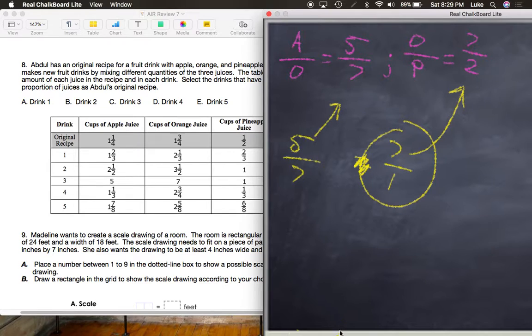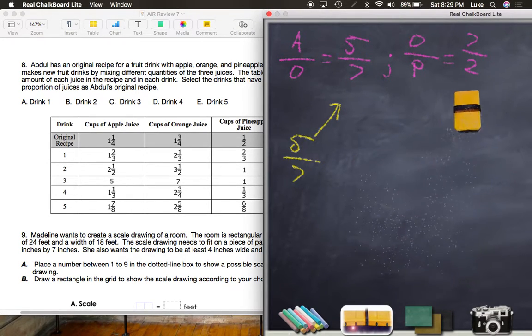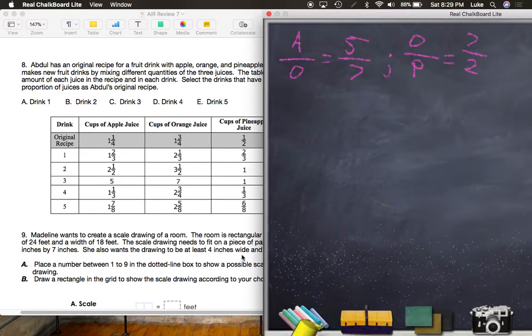Okay, so that was nice and smooth. Let's go on to drink number 4. Let's see if drink number 4 has the right proportions. All right. Drink number 4, apple juice to orange juice.